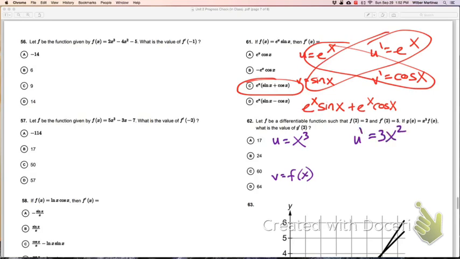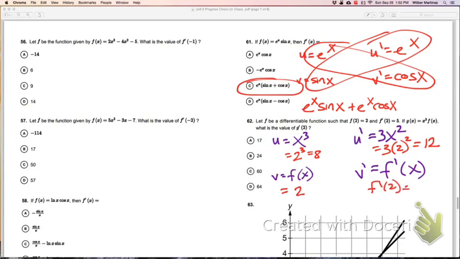If I evaluate at the number they're looking at, which is 2, I get 2 cubed, which is 8. Over here I get 3 times 2 squared. 2 squared is 4. 4 times 3 is 12. f of 2, and they tell me here in the directions that f of 2 is 2. f prime of 2, and they tell me here in the directions that f prime of 2 is 5. Product rule says to multiply backwards first, so 12 times 2, which is 24. Plus, if I multiply forwards, 8 times 5, which is 40. Therefore, 64 is the correct answer here.